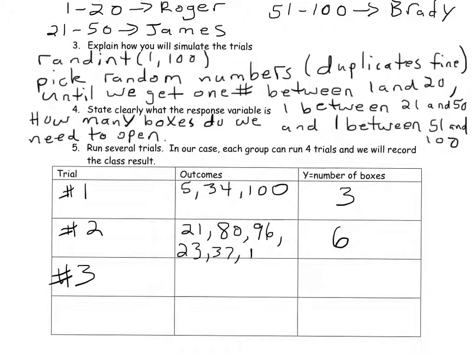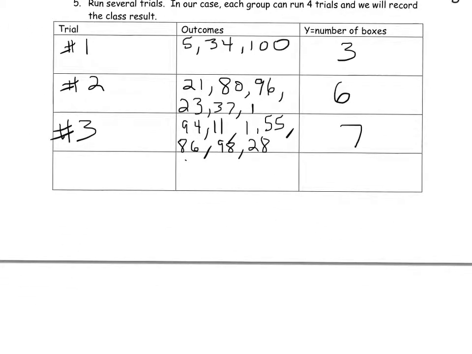Trial 3. I got a Brady, I got a Fetter, I got another Fetter, I got another Brady, I got another Brady, James. 1, 2, 3, 4, 5, 6, 7 boxes. And I'll run one more trial. That's a James, Fetter again, Brady.